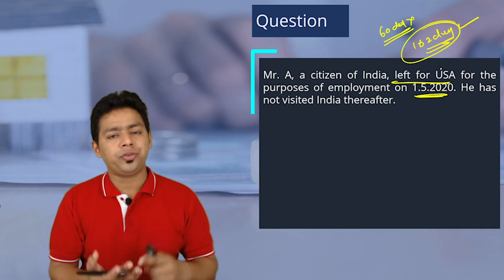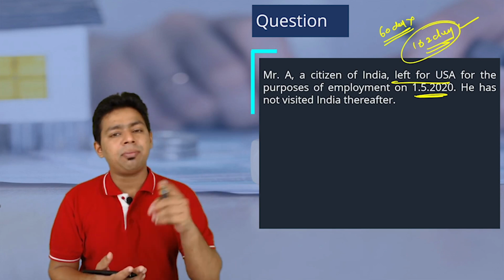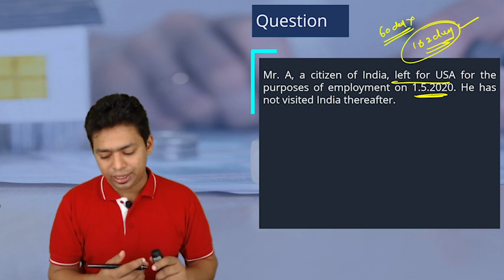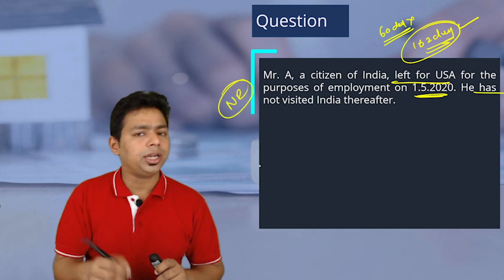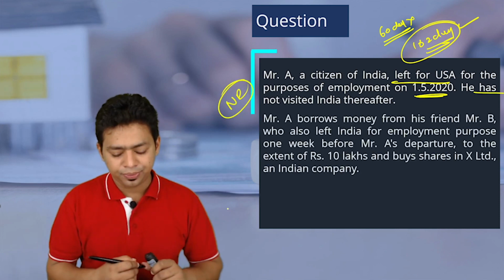He has left only on 1st May. So, April 30 days and May 1 day, only 31 days he has stayed in India. He has not visited India thereafter. Therefore, his status is a non-resident. Scope of total income is only Indian income.